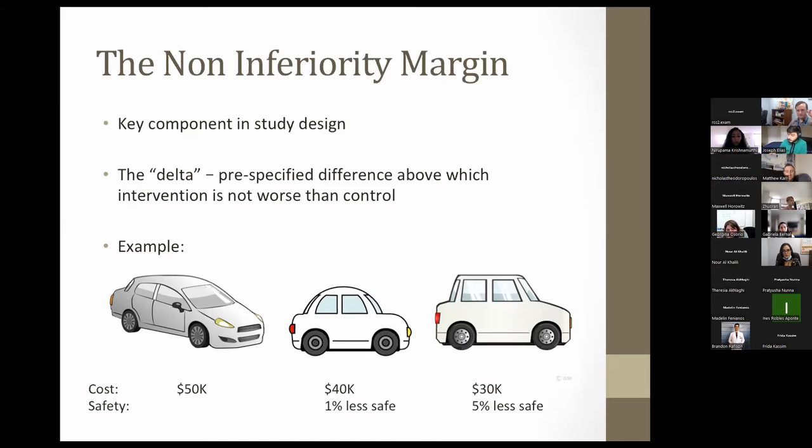It can go anywhere from like 1.1, 1.2, all the way up to 10. So there's a crazy amount of variation. And unfortunately, a lot of trials also don't really explain how this non-inferiority margin was chosen. But this is really a key aspect to understanding a non-inferiority trial.